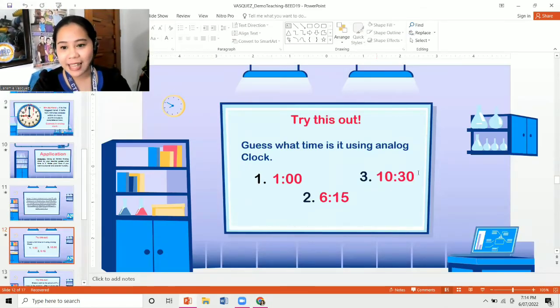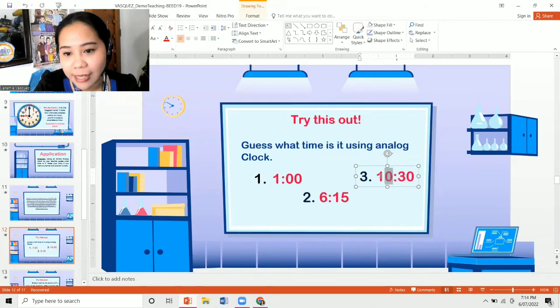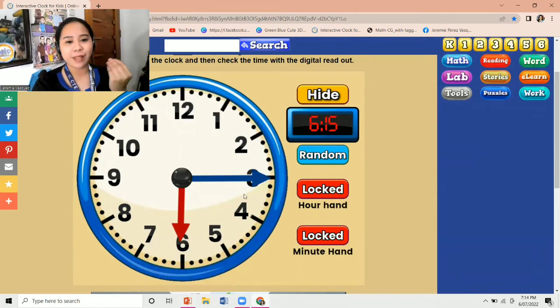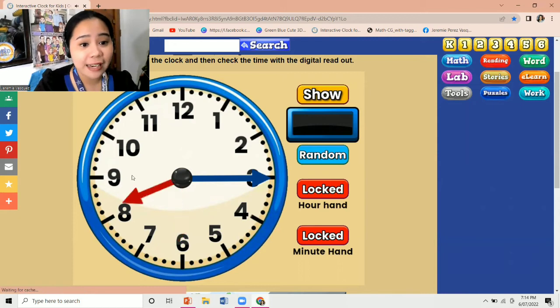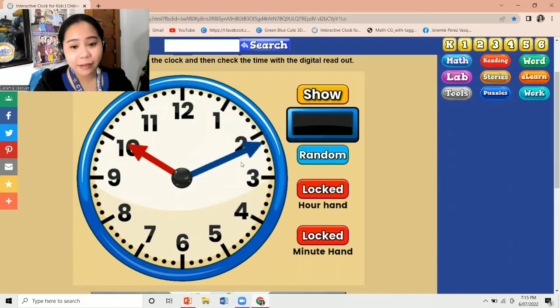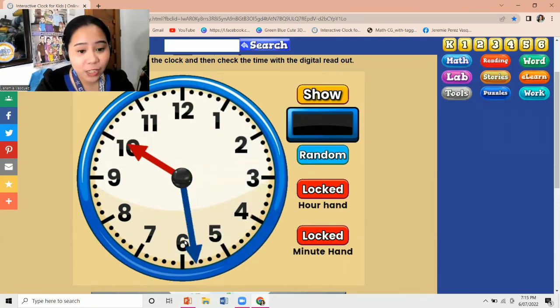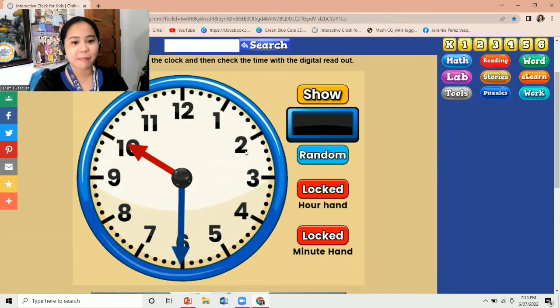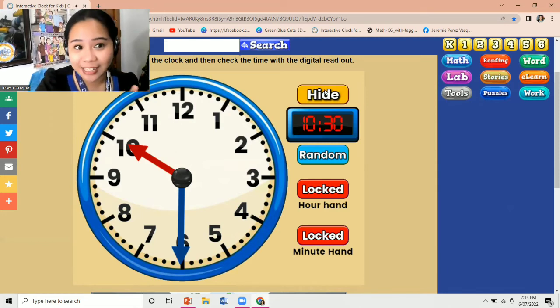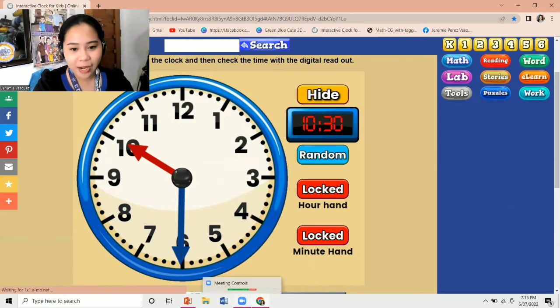How about this last one? 10:30. The hour is 10 and the minutes is 30. Okay, let's proceed to our analog clock. I see Lara raise her hand. Yes, Lara. You should point the hour hand at 10, and we'll be counting 5, 10, 15, 20, 25, 30. So the minute hand should be placed at 6. Did Lara get the correct answer? 10:30? Yes, very good. You got the correct answer. Good job, Lara.